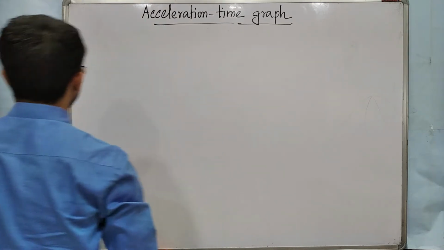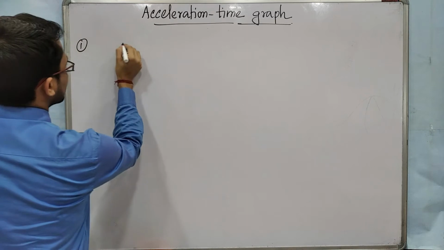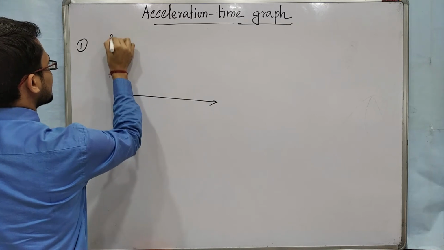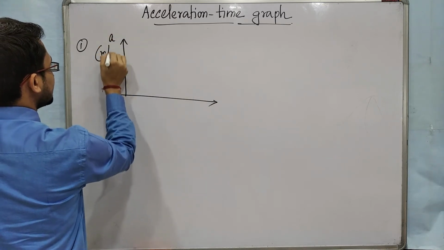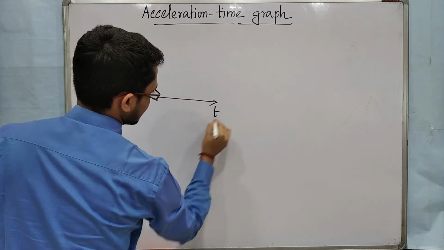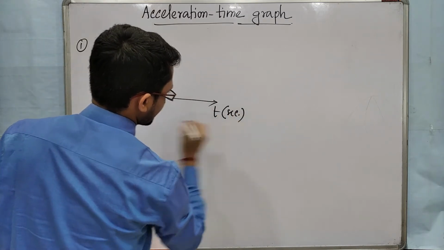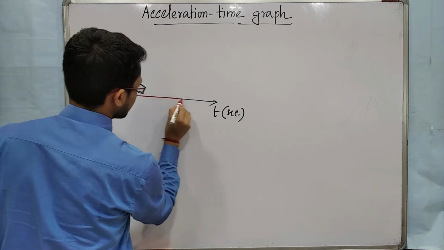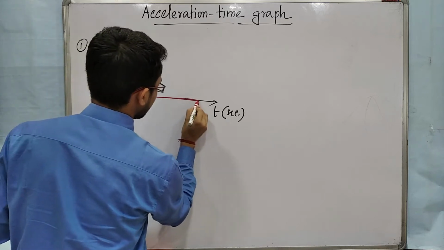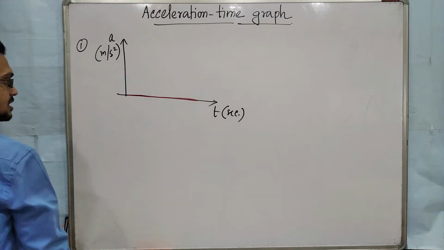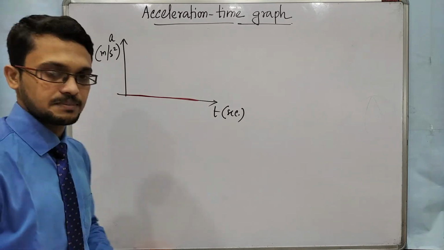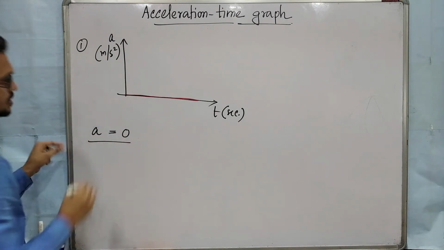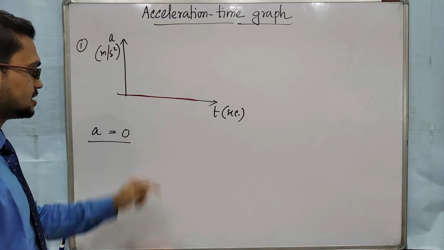First one, suppose the graph is like this. We will represent acceleration along the y-axis, the unit will be meter per second square, and along the x-axis time, unit is second. Suppose the graph is like this. Here the graph is lying on the t-axis. What does this graph represent? Acceleration equal to 0. No acceleration. This graph represents no acceleration.